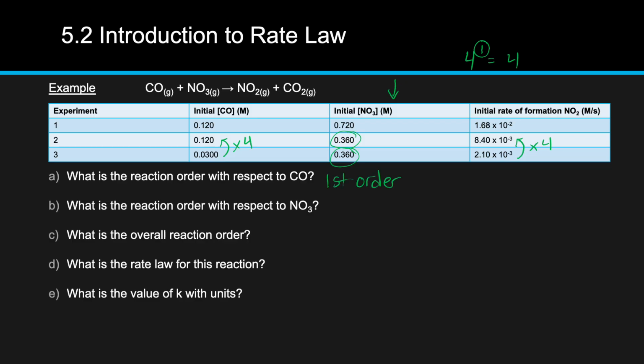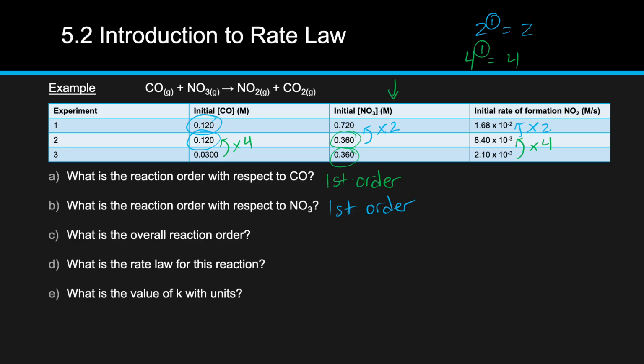Now let's do the same thing with respect to NO3. So when I'm looking for reaction order for NO3, I need to look where CO is constant, which is between experiment 1 and experiment 2. If I go from experiment 2 to experiment 3, my concentration of NO3 doubles and my rate also doubles. So if I'm starting with a factor of 2 for my concentration and I'm ending with a factor of 2 for my rate, that means again I am raising that to the first power, which means this is first order.